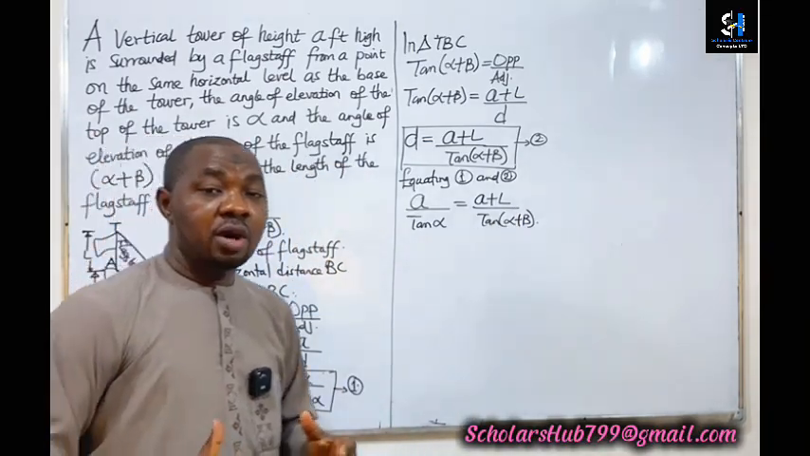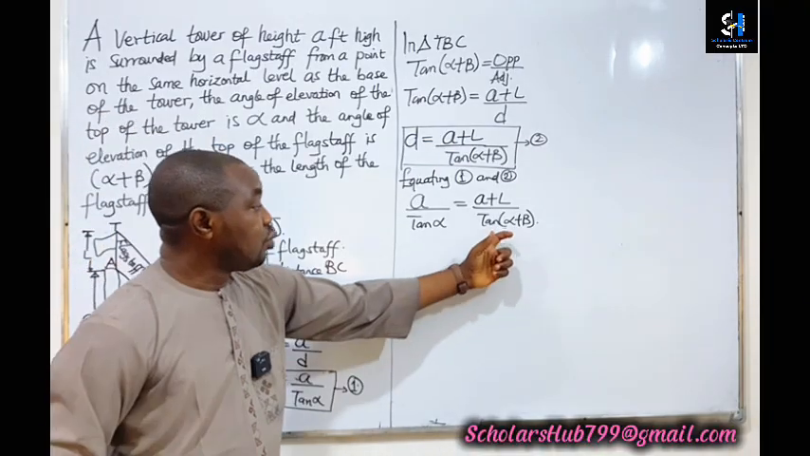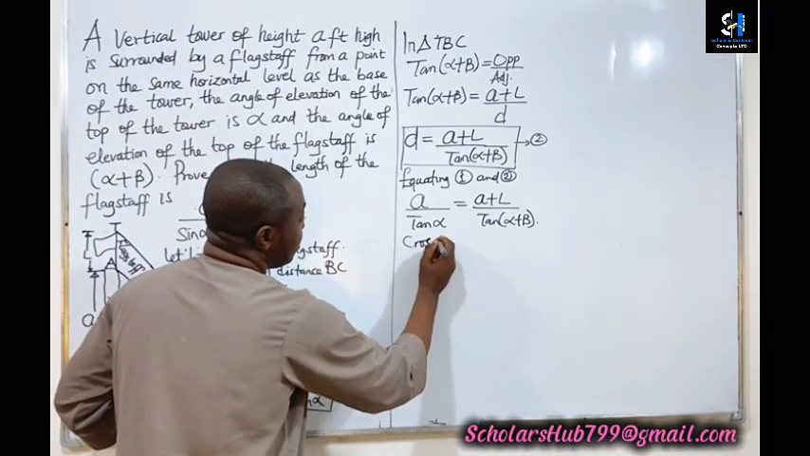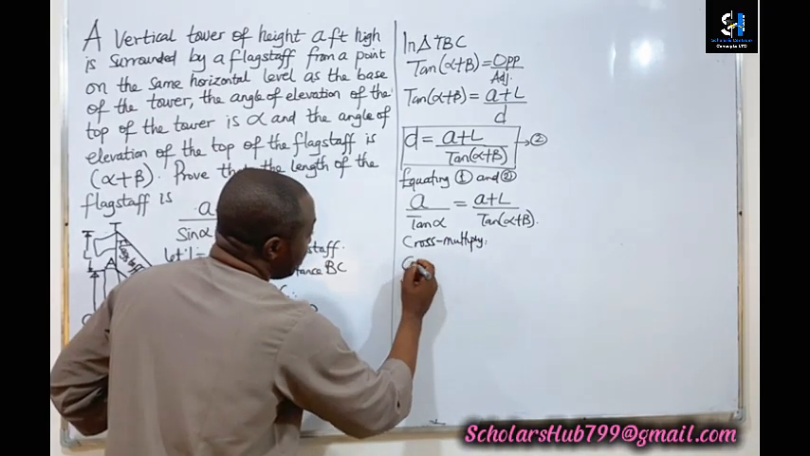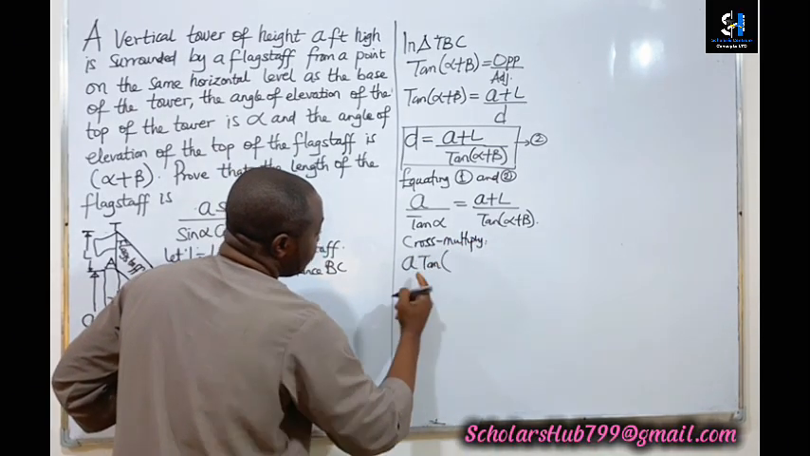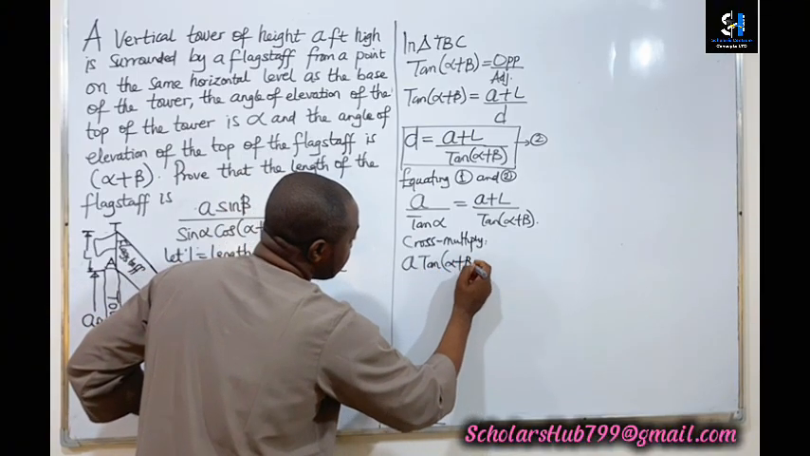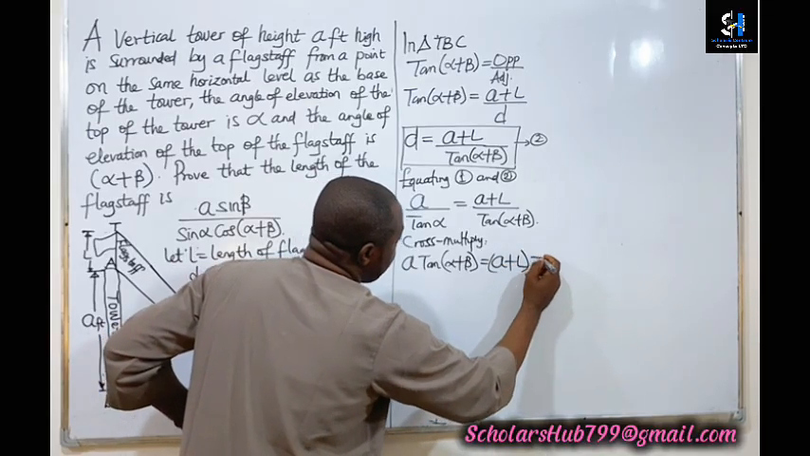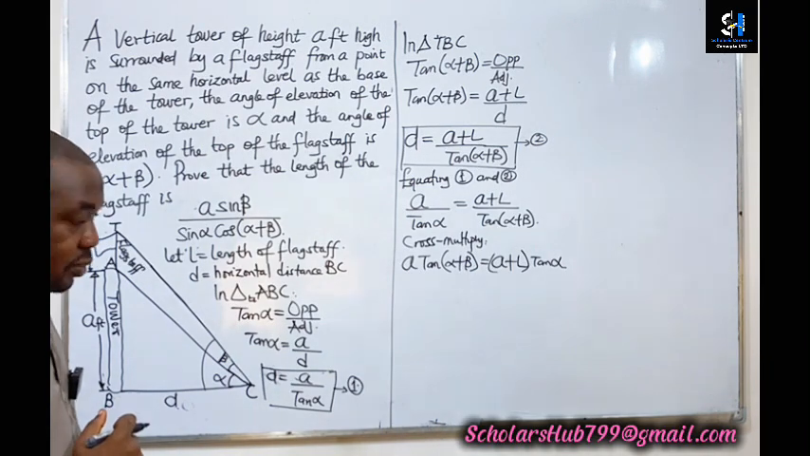Let's not forget that our goal here is to make L the subject of the formula. So what we do in this case is to cross multiply. When we cross multiply, this will be A, product of A tan alpha plus beta, equals the product of A plus L and tan alpha. That's it.